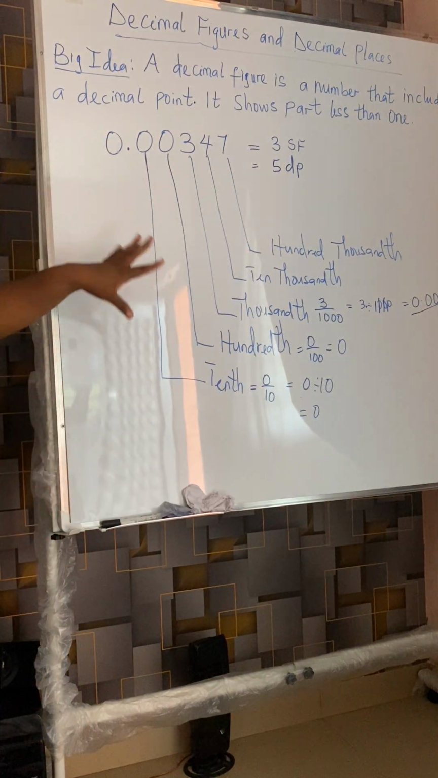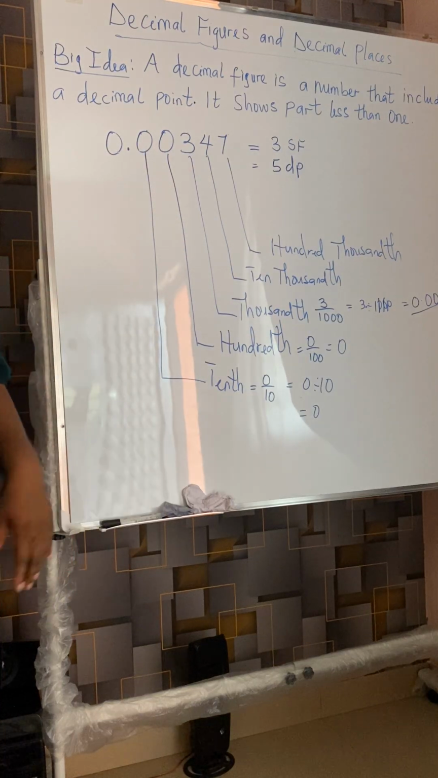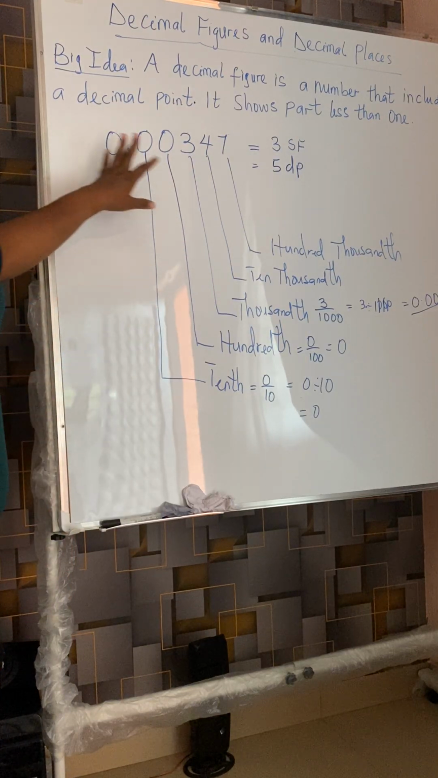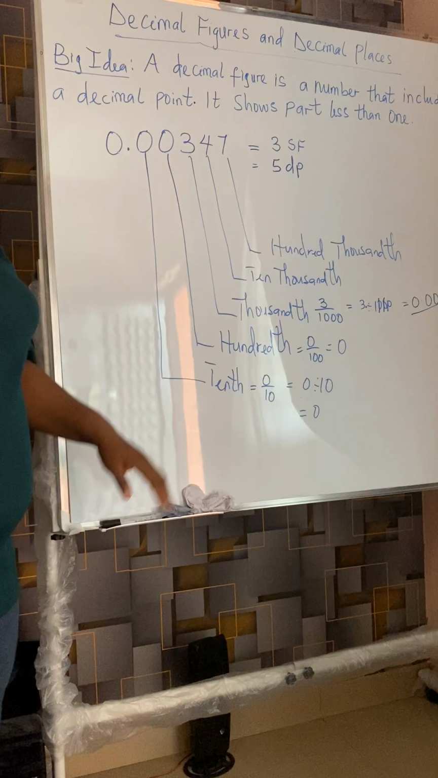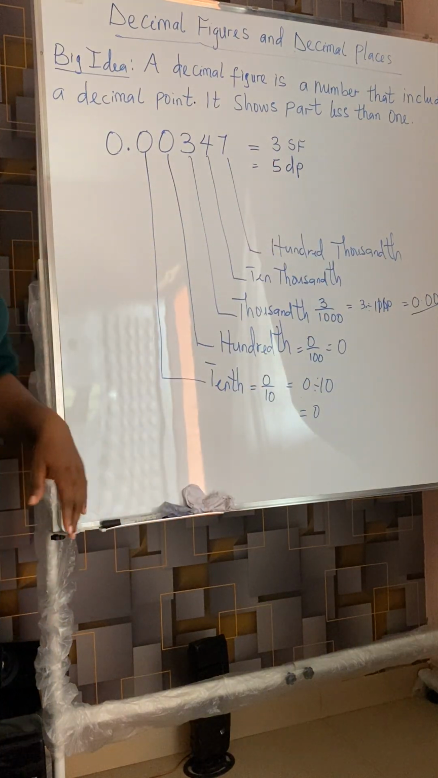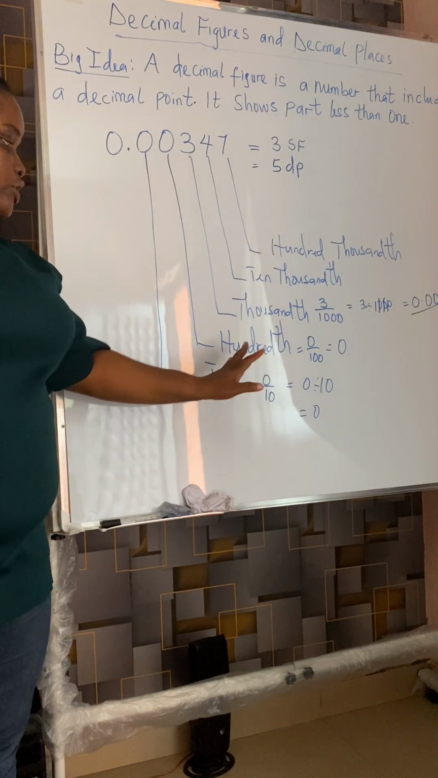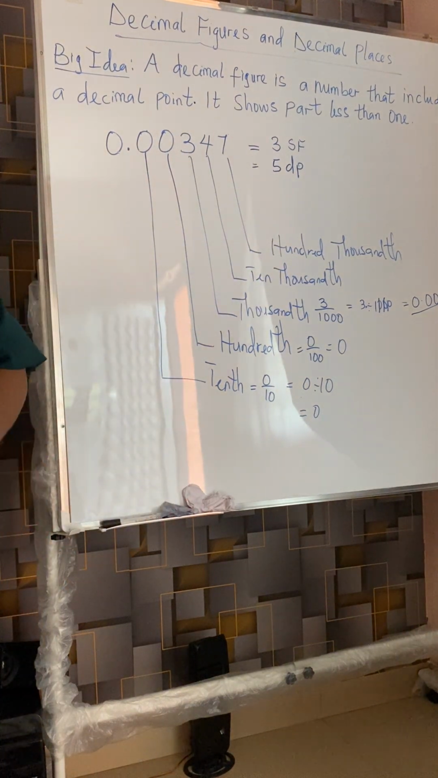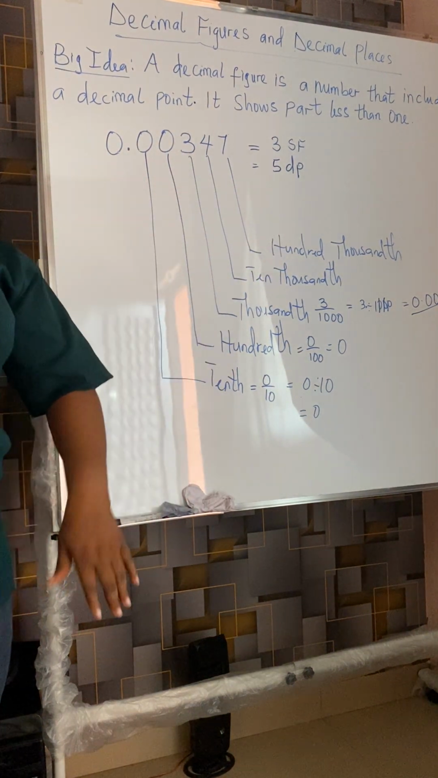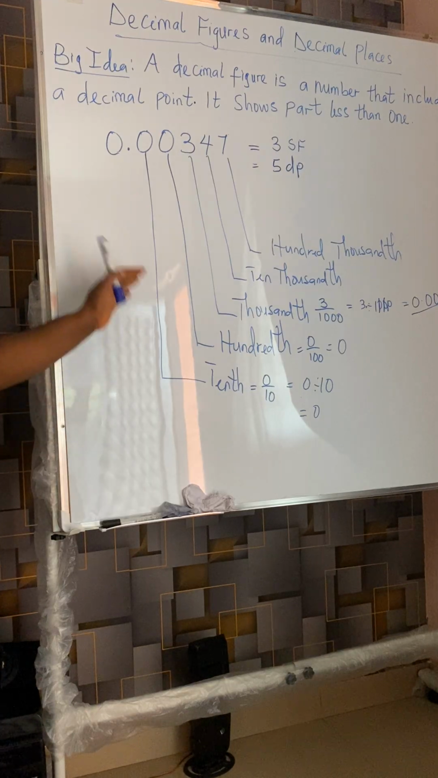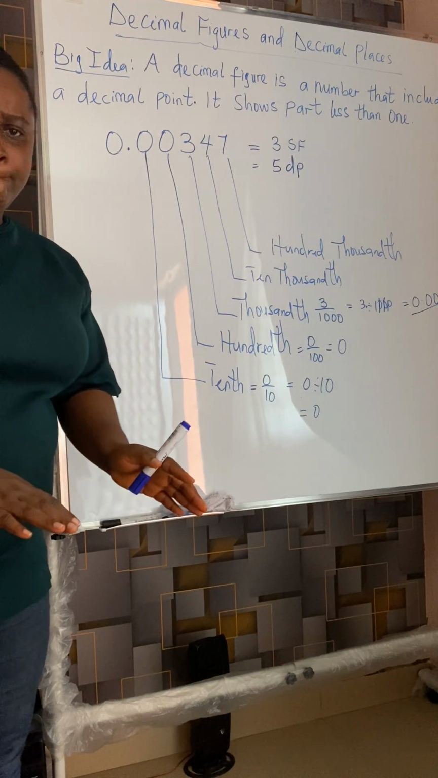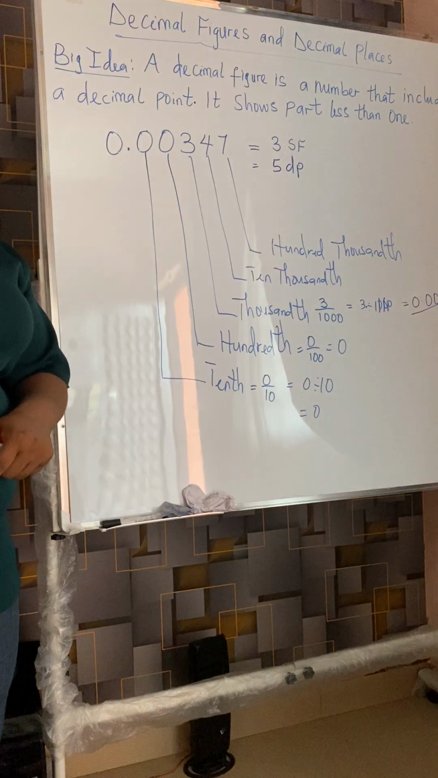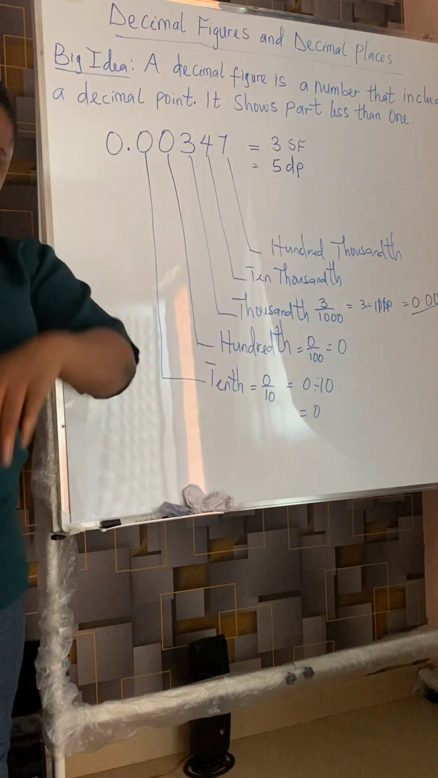It is important that we take note of this. I've identified the number of significant figures here, the number of decimal places, and the name of each position for decimal numbers. Why am I interested in this? We will need this if we must arrange these decimal numbers in ascending or descending order. Continue to practice. I'll see you again in my next video.